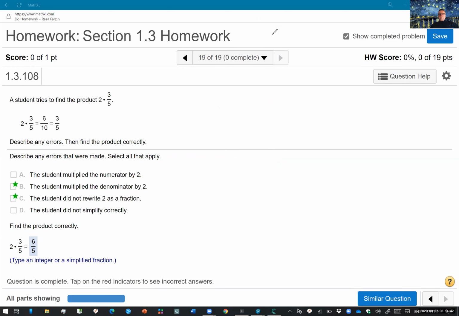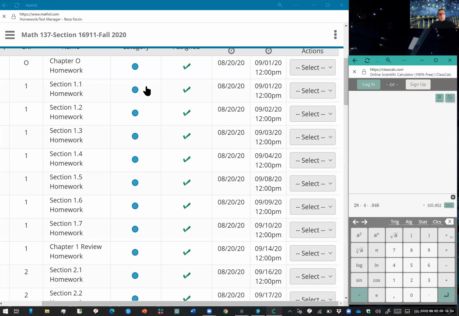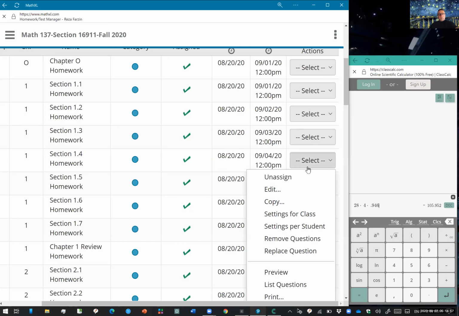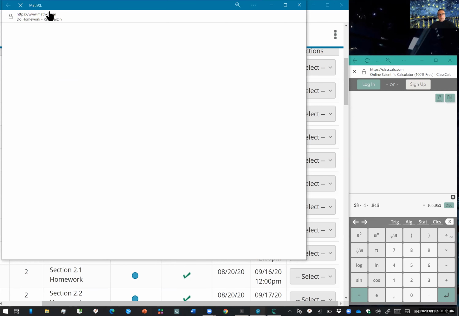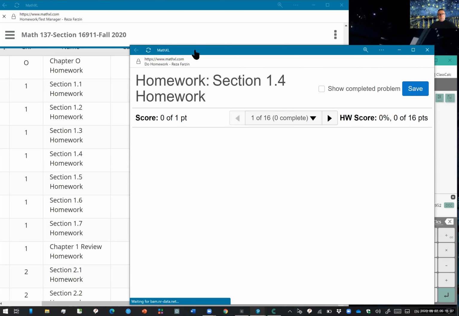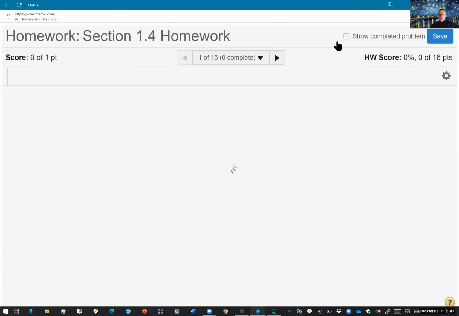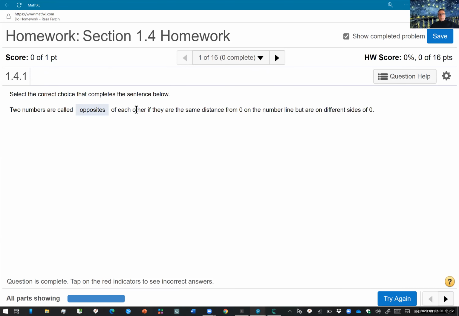Anything on 1.3? Should we take a look at 1.4? All right, 1.4. Let's just do that. Okay. Here we're dealing with opposite numbers, right? That's easy enough. Let's see.